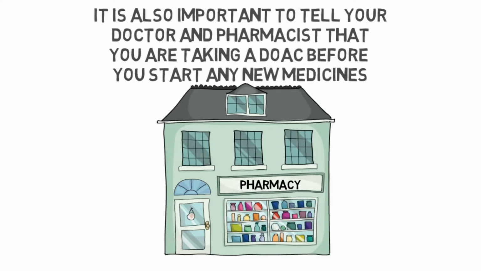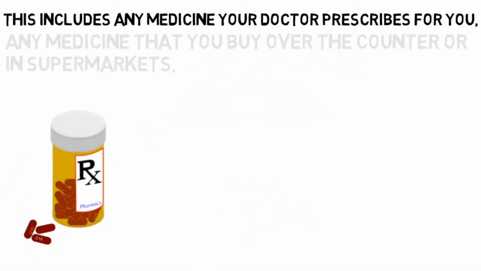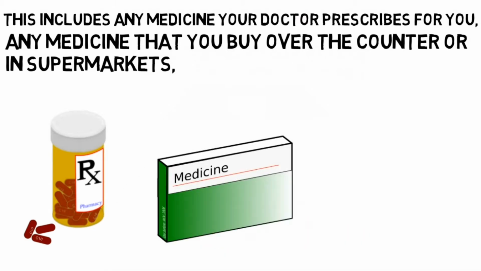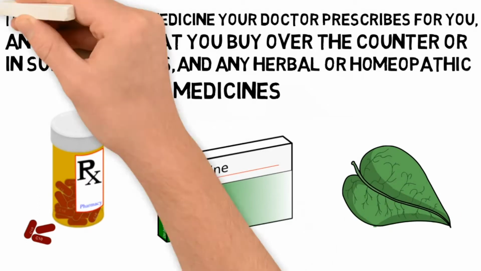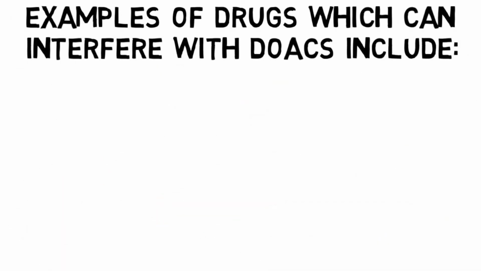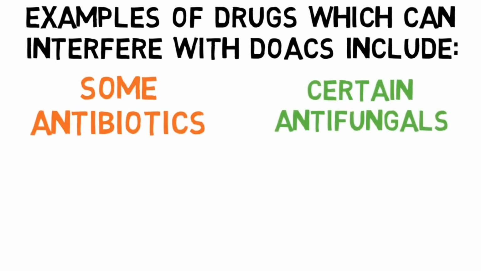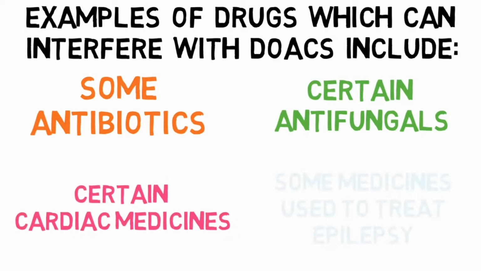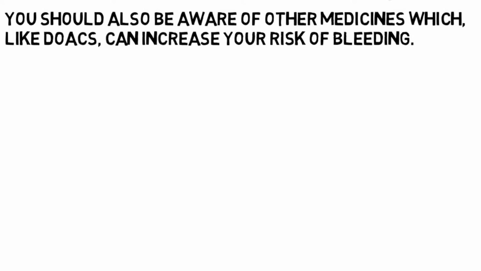It is also important to tell your doctor and pharmacist that you're taking a DOAC before you start any new medicines. This includes any medicine that your doctor prescribes for you, any medicine that you buy over the counter or in supermarkets, and any herbal or homeopathic medicines. Examples of drugs which can interfere with DOACs include some antibiotics, certain antifungals, certain cardiac medicines, and some medicines used to treat epilepsy.